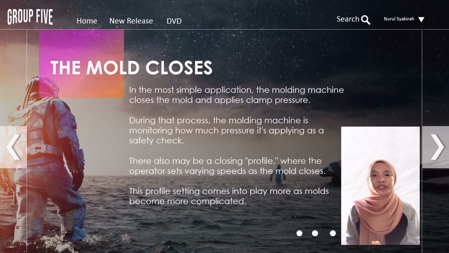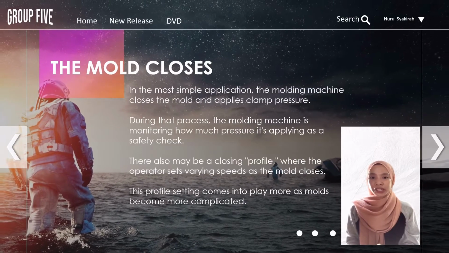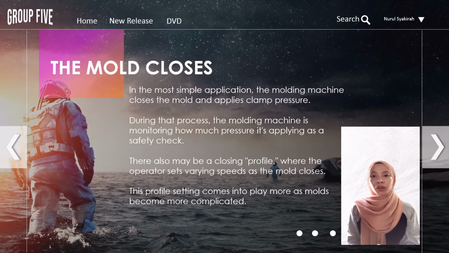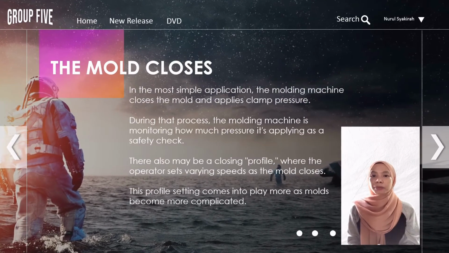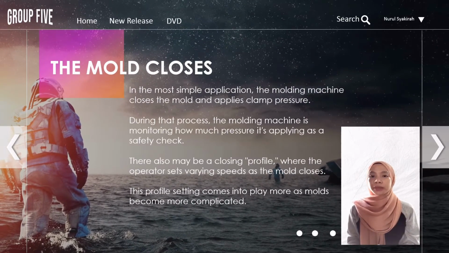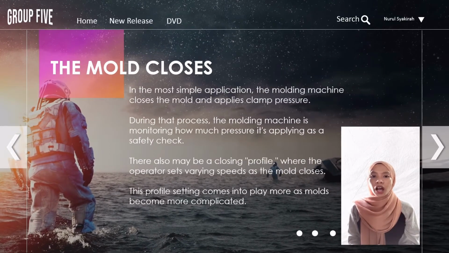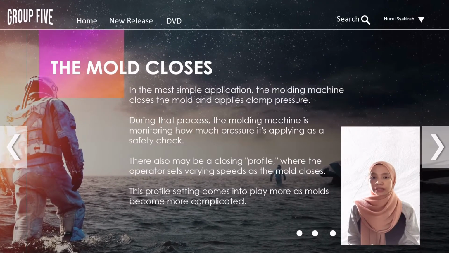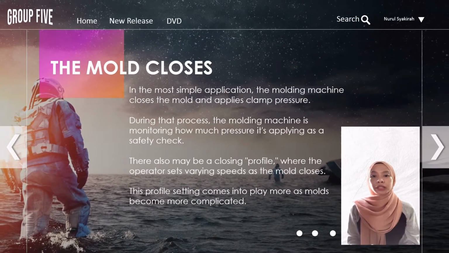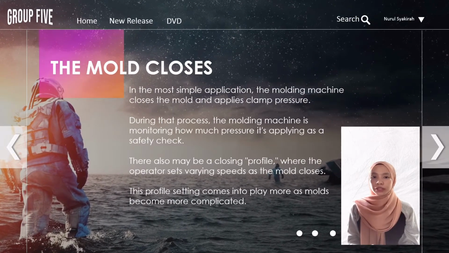Step 1, we talk about the mold close. In a simple application, the molding machine closes the mold and applies clamp pressure. During the process, the molding machine monitors how much pressure it is applying as a safety check. There may also be a close profile, where the operator sets varying speeds as the mold closes.